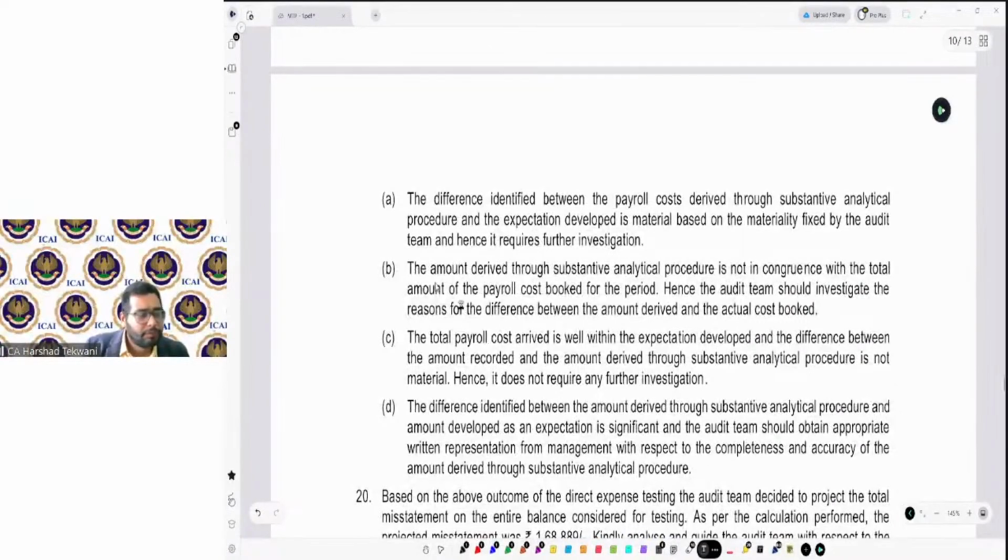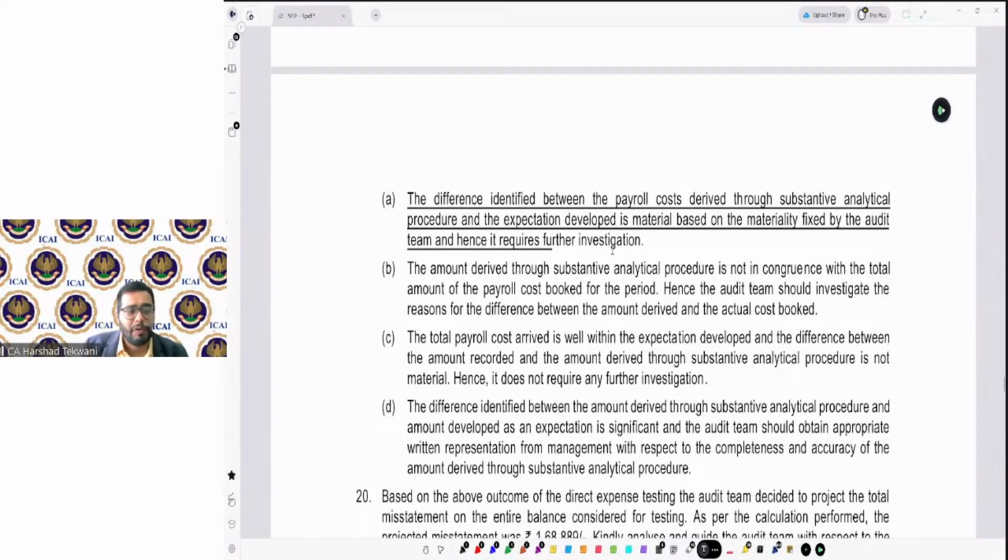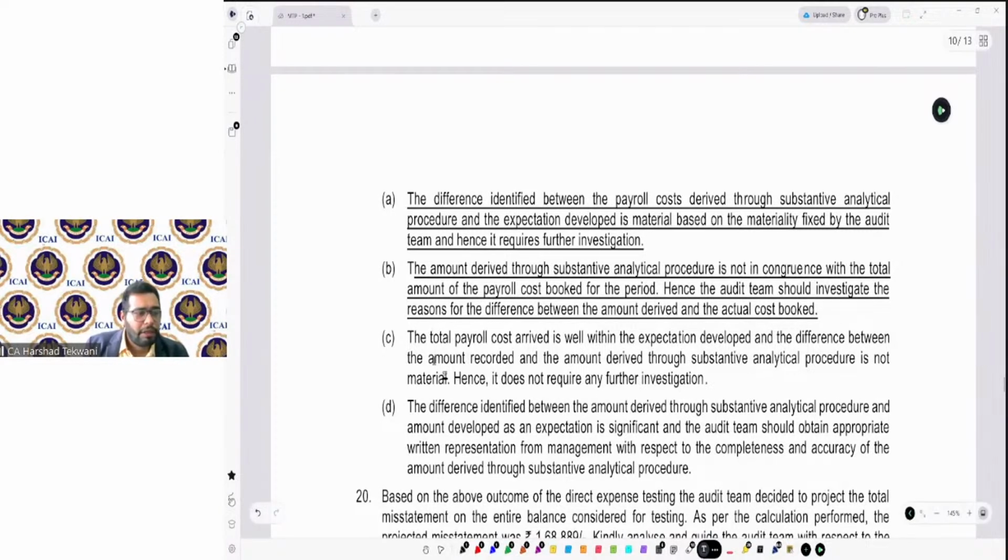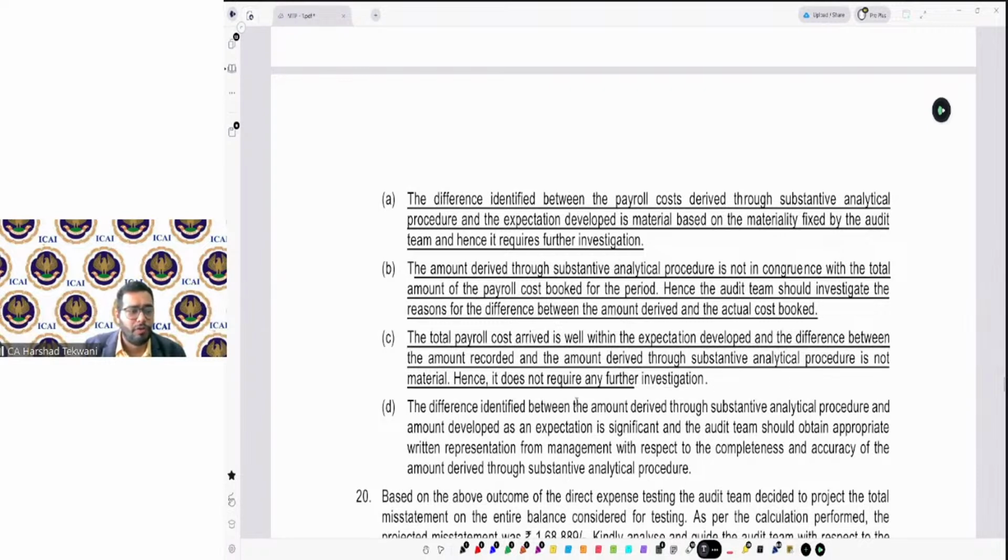Options are: the difference identified between the payroll cost derived through substantive analytical procedures and the expectation developed is material based on the materiality fixed by the audit team and hence it requires further investigation. The amount derived through substantive analytical procedure is not in congruence with the total amount of payroll cost booked for the period. Hence, the audit team should investigate the reason for the difference between the amount derived and the actual cost booked. The payroll cost arrived is well within the expectation developed and the difference between the amount recorded and the amount derived through substantive analytical procedure is not material. Hence, it does not require any further investigation.